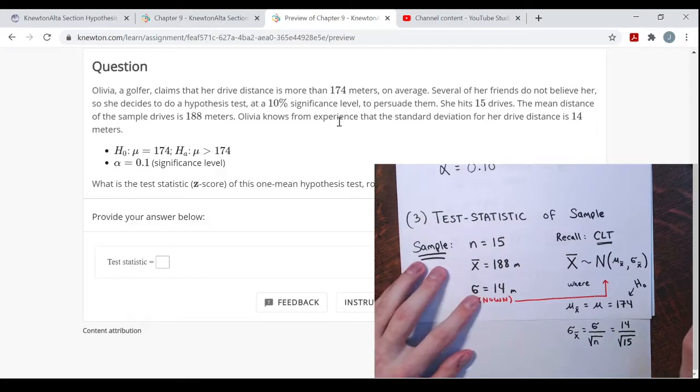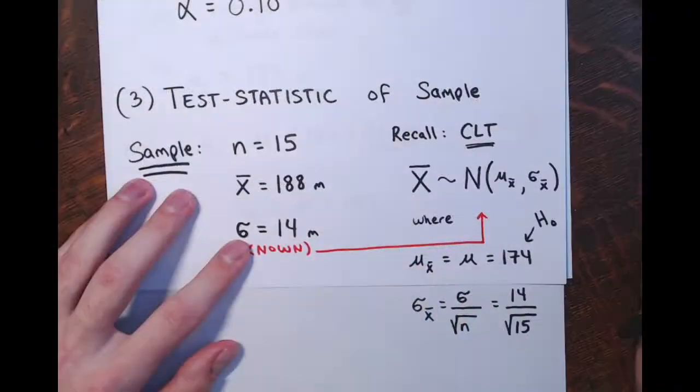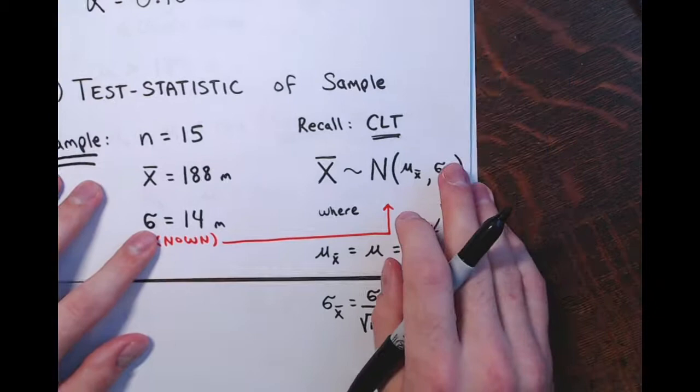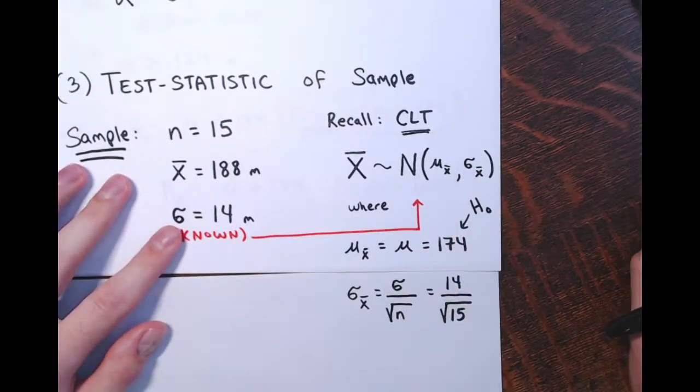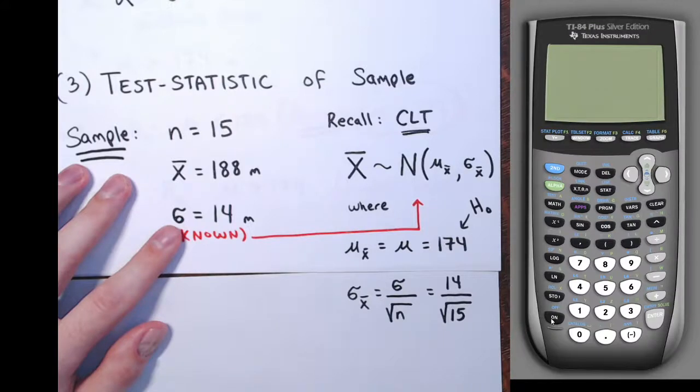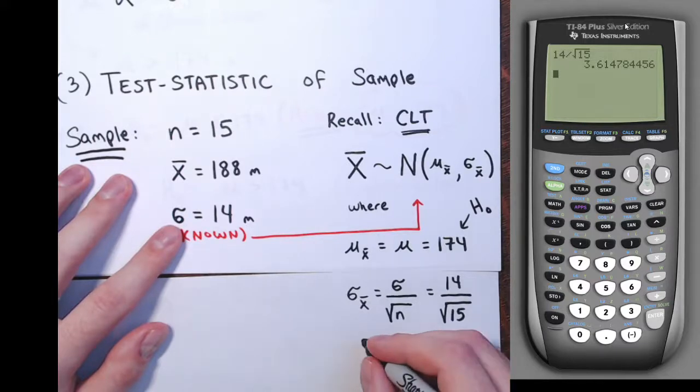Now I'll pull up a calculator. Let me make this a bit bigger. All right, so there we go. Let me pull up a calculator and I'll approximate this standard deviation. So we got 14 divided by the square root of 15. All right, so this is approximately 3.614, or approximately 3.615.